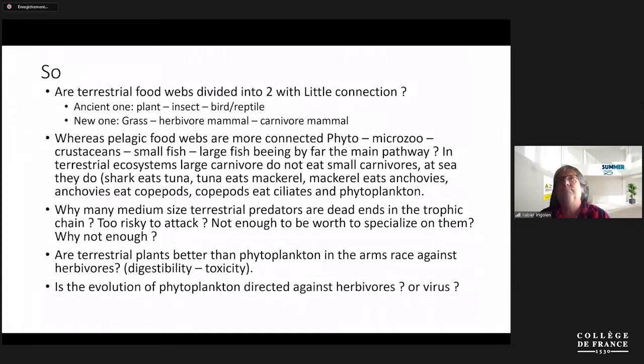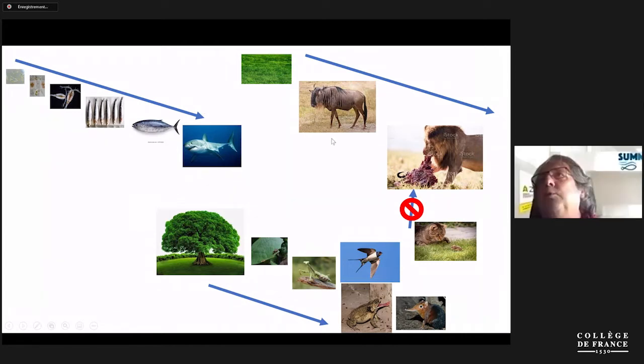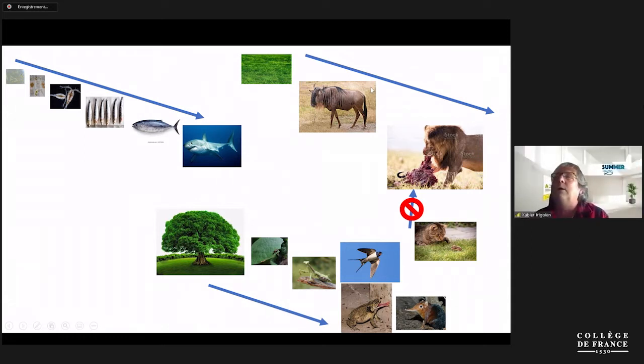Well, this was an illustration of the previous idea: a very connected web in the ocean where predators are eating other predators, and a much less connected food web in the terrestrial ecosystem, where you have a very direct connection from grass to large mammal to carnivore, but you don't have, I don't know, lions eating wolves or cats or other medium-sized carnivores, which actually is happening in the ocean.